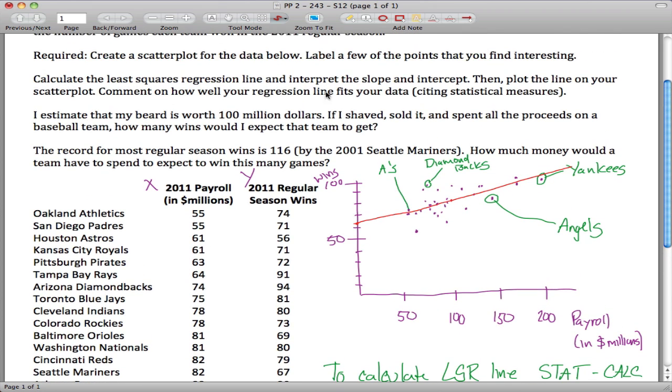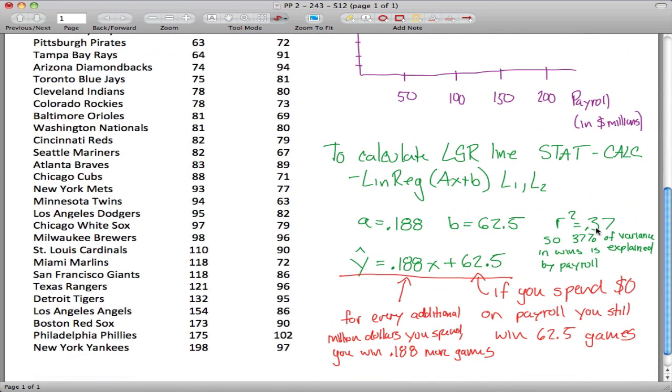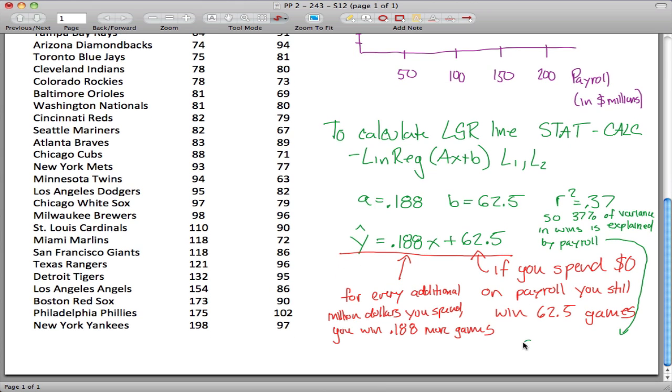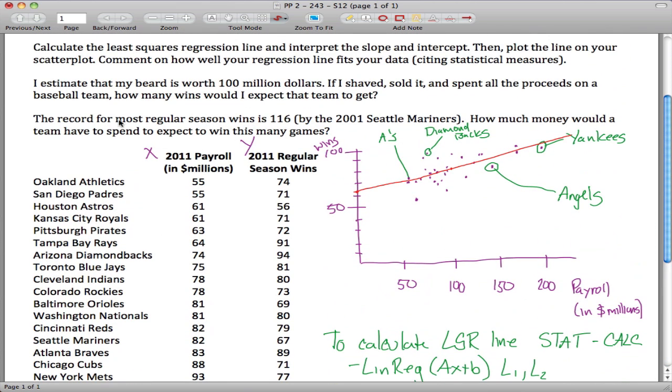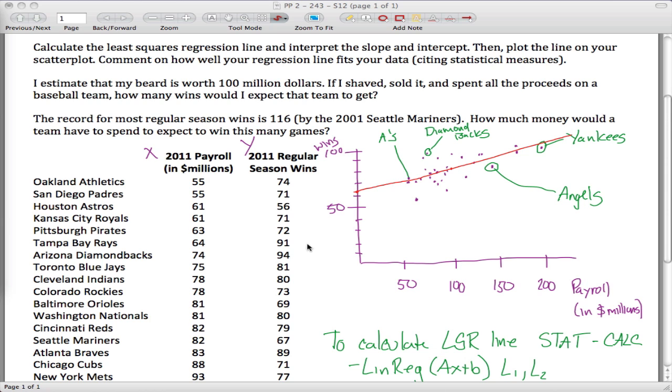So comment on how well your regression line fits. So I don't know, 37% isn't huge, so maybe I'd add here, not a great fit. Sure, good enough. All right, finally, or I guess not finally, still a couple steps. Might have gone a little overboard with this problem. Estimate my beard's worth $100 million if I shaved it, blah, blah, blah.